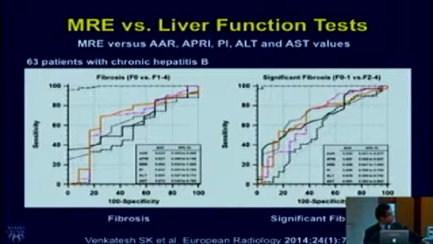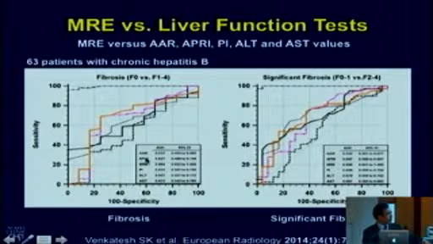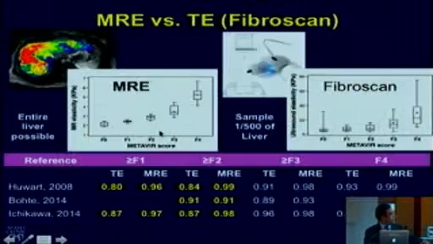Here's an example from my own publication. We did it with chronic hepatitis B, and we showed that MRE outperforms all kinds of simple liver function tests. We didn't do any specific hyaluronic acid or anything. What we mainly did was APRI, AST-ALT ratio, prothrombin time, and ALT levels, and it was shown that MRE was much better than these simple liver function tests.